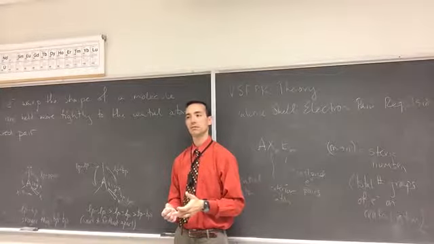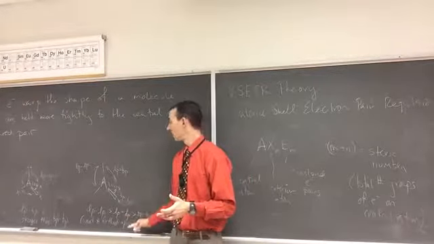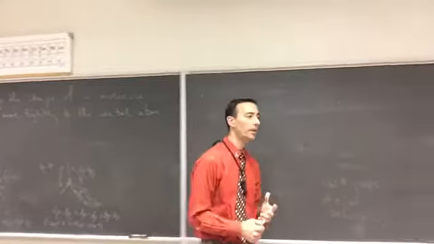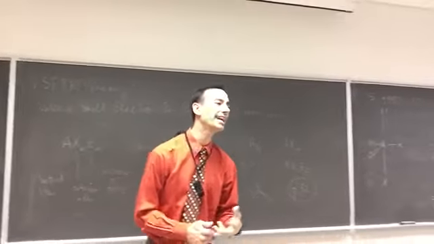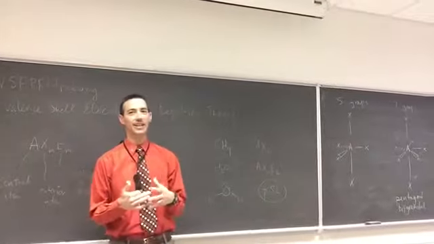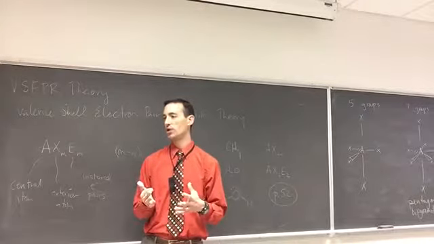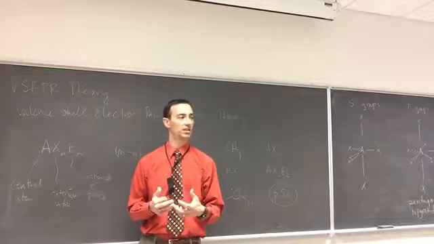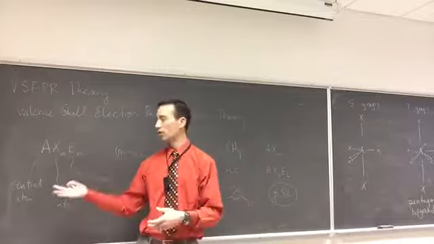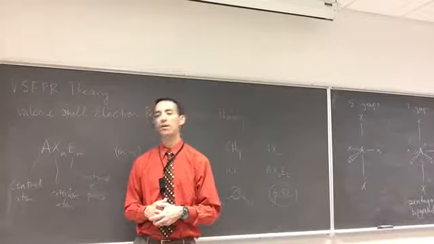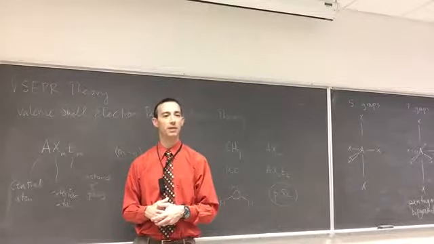All right? So if you're trying to think about the shape of a molecule, if you're trying to predict how it deviates from the parent geometry, you want to give the strongest consideration to the strongest interaction, the lone pair interacting with other lone pairs.